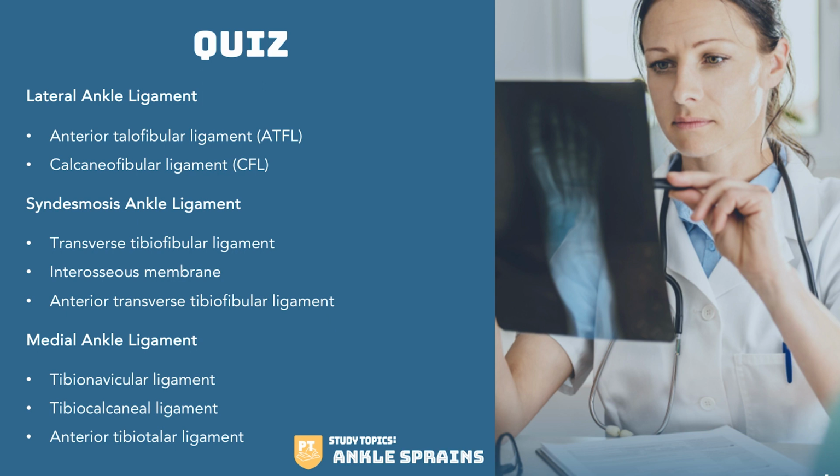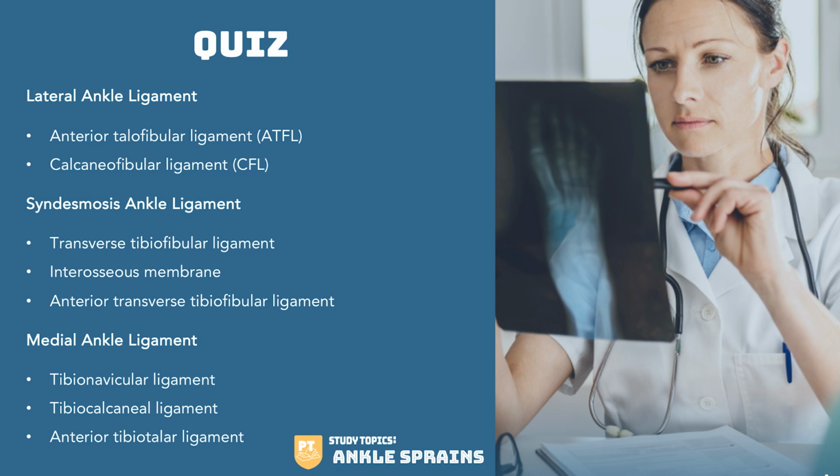In the syndesmosis ankle ligaments, we can see the transverse tibiofibular, the interosseous, and the anterior transverse tibiofibular ligament. Whoa, quite a mouthful. If you take a look at the medial ankle ligaments, we would see tibionavicular, tibial calcaneal, and the anterior tibial talar ligament. Now again, there are more important ligaments than the ones that I put here, but I wanted to test you just on these.